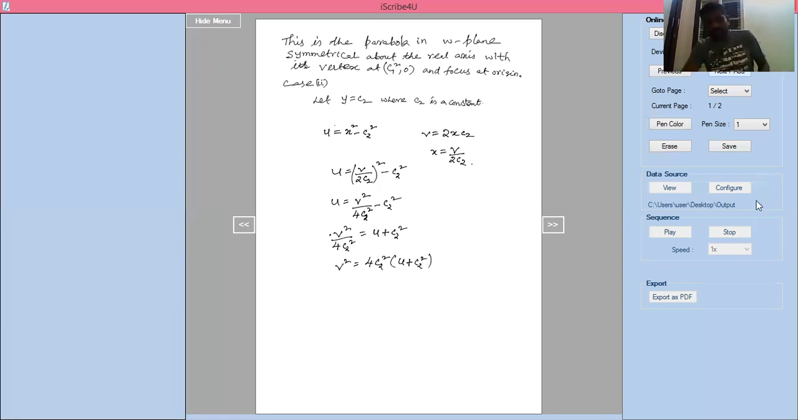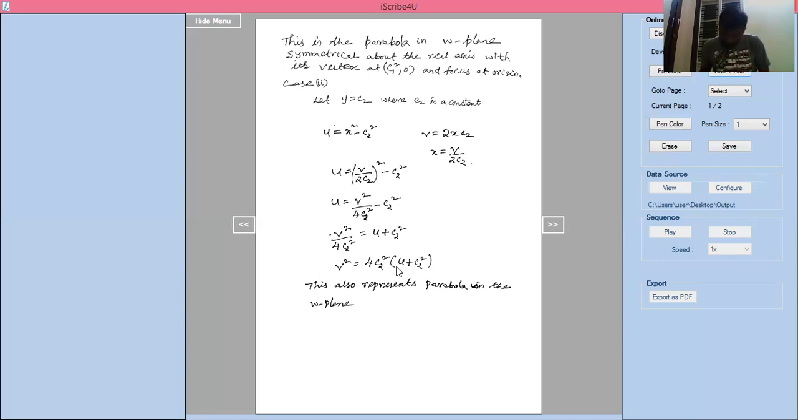This also represents a parabola, but here the vertex should be different, so we will write the vertex. It also represents a parabola in the W plane.